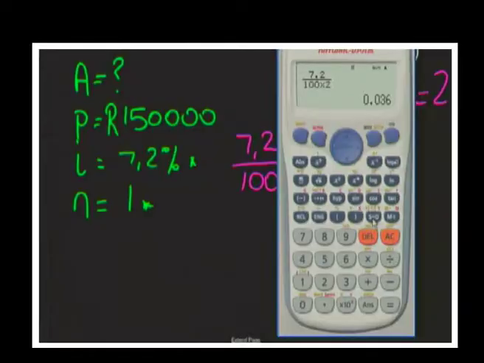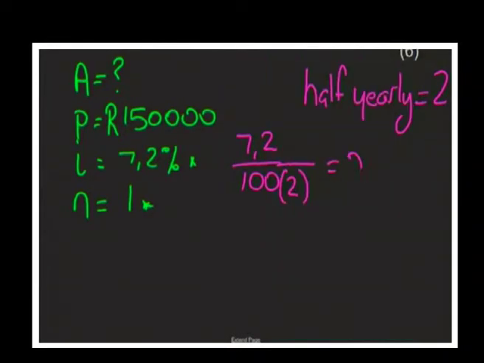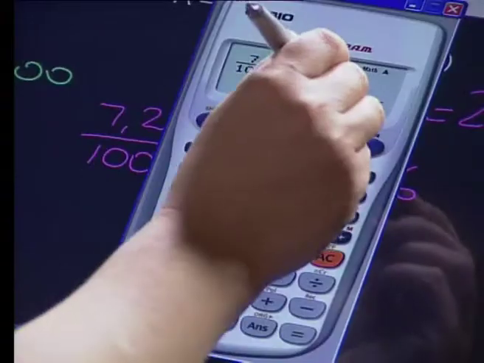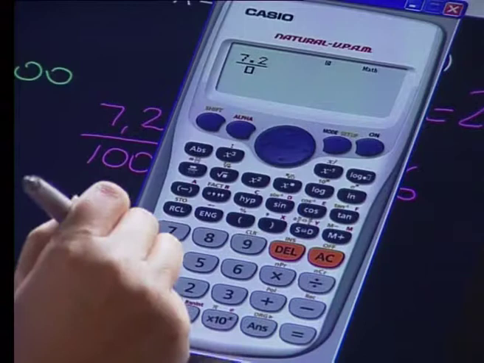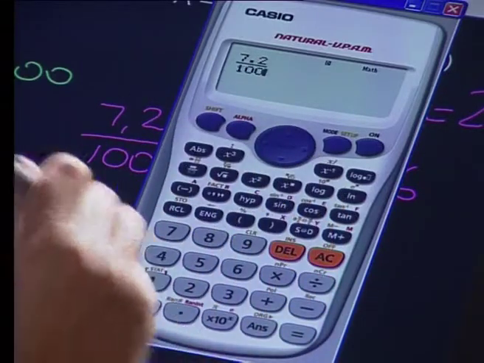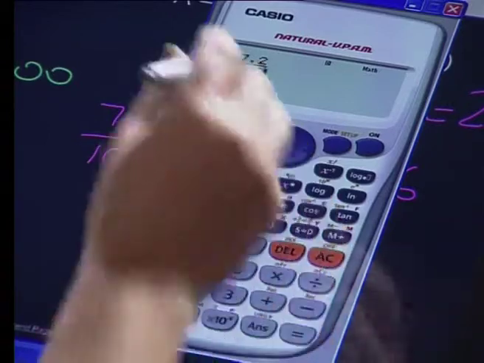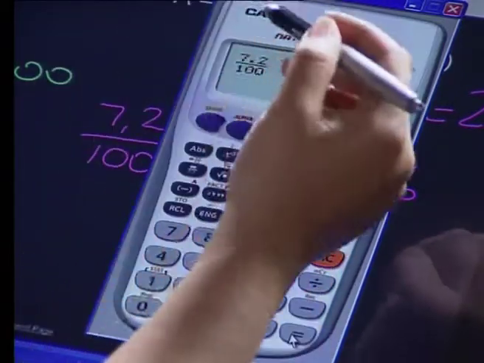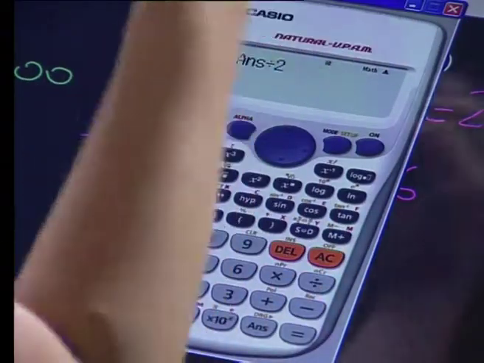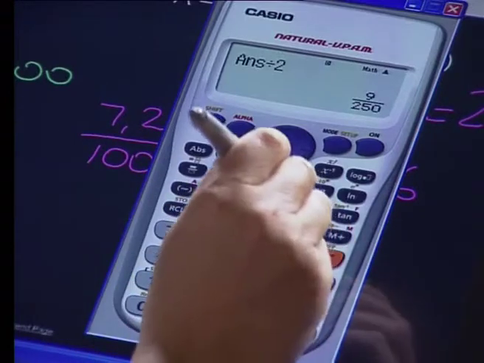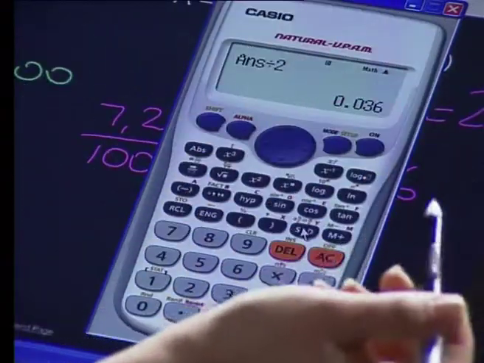0,036 is the number that I need to write. So that was 0,036, and I'm going to put it in there as a percentage. I'm going to do this calculation one more time, just in case it confused you. We had 7.2% for the year. I'm going to write it as a decimal like that. That was for the whole year, but it was compounded half yearly, which means it was compounded twice. So I'm going to take my answer and divide by 2, and I get the same answer of 0,036.